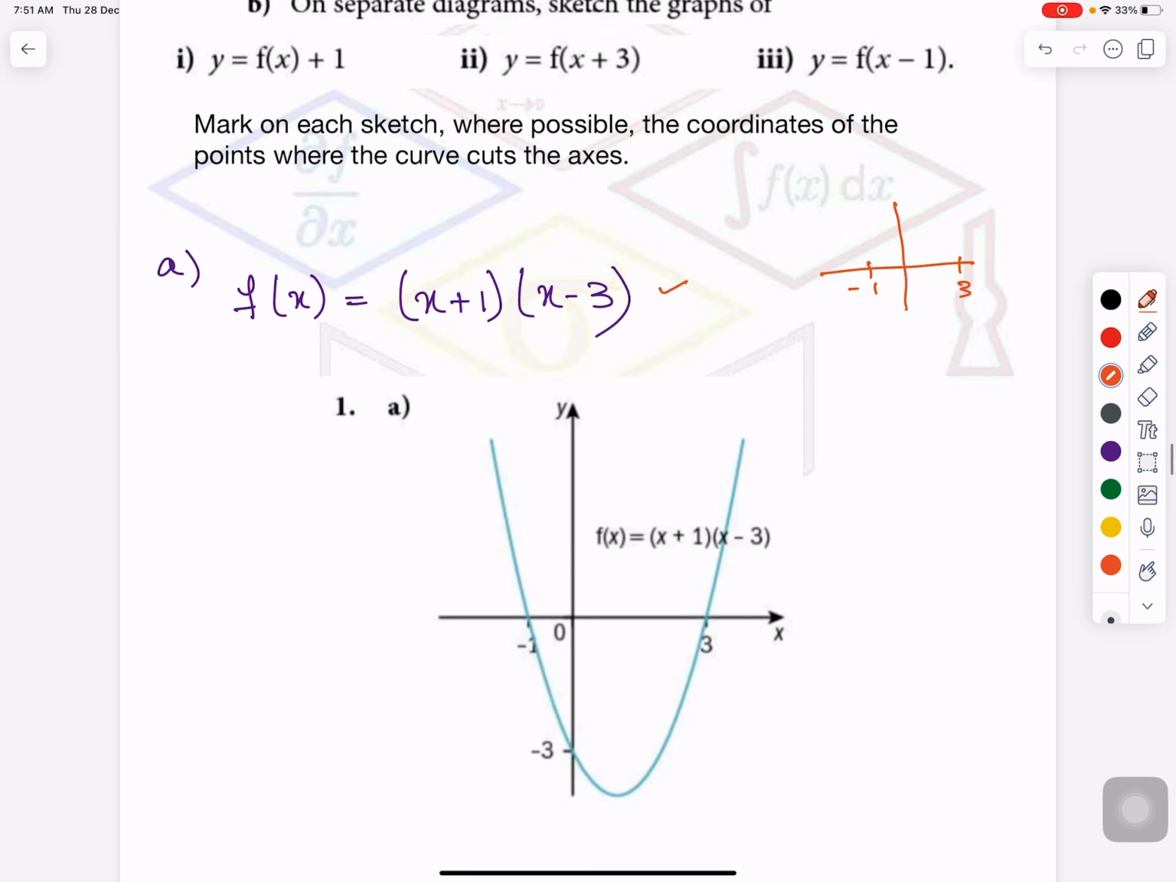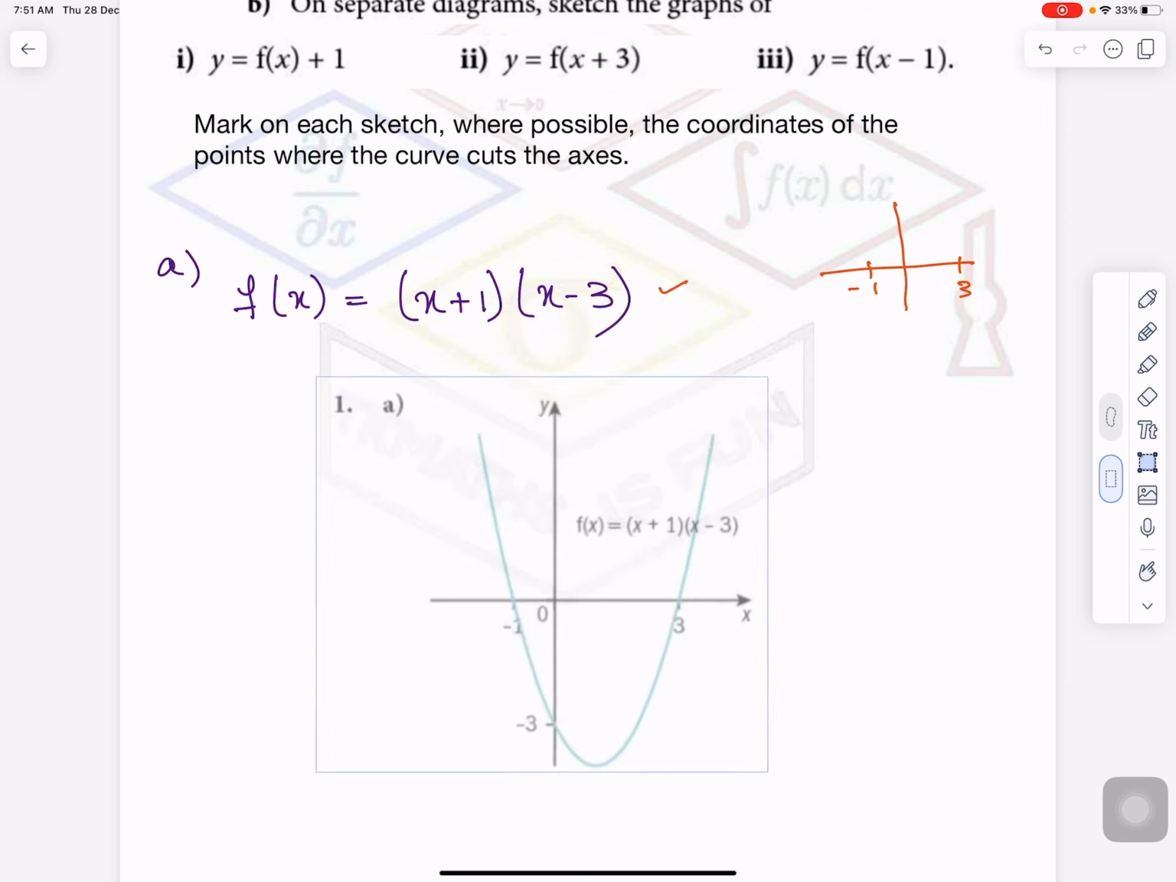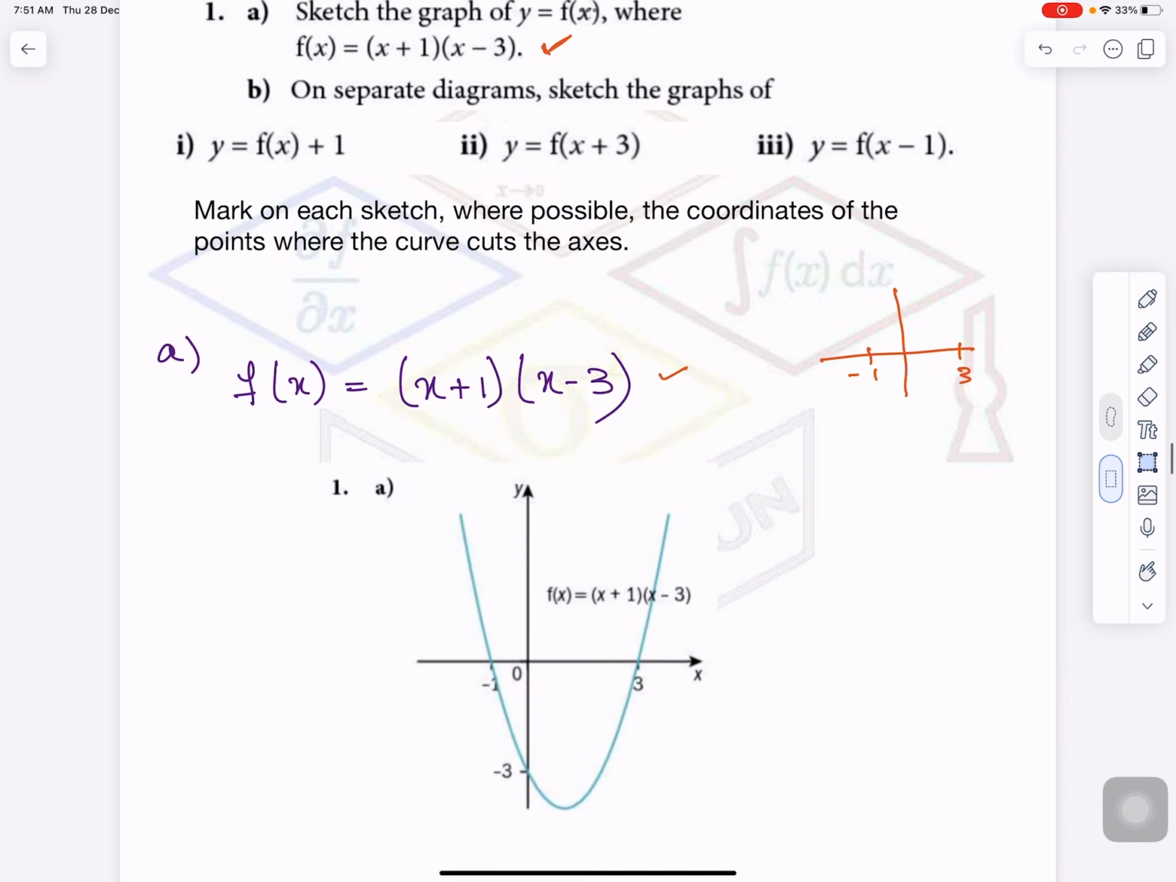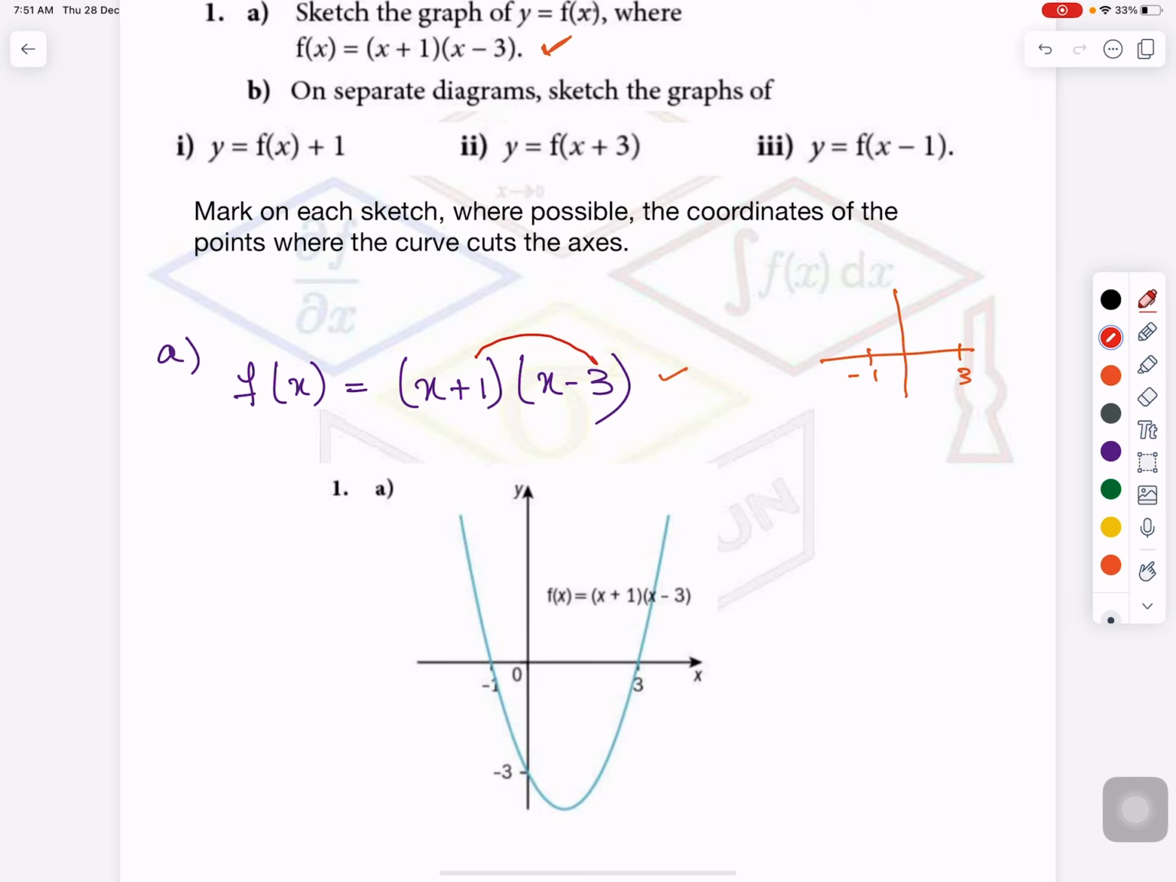Now if you notice in this graph, something very important I have done. I have mentioned the y-intercept also. How did I get this y-intercept? Again, if it is given in the factorized form and you multiply these constants, minus 3 multiplied by 1, which is minus 3, that will give you the y-intercept. So I have highlighted only 3 points here, minus 1, 3 and minus 3.